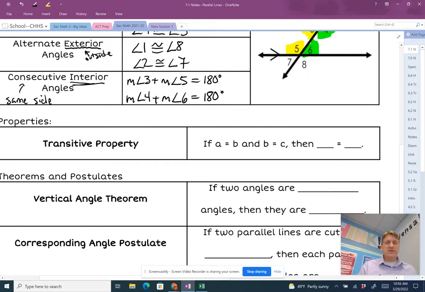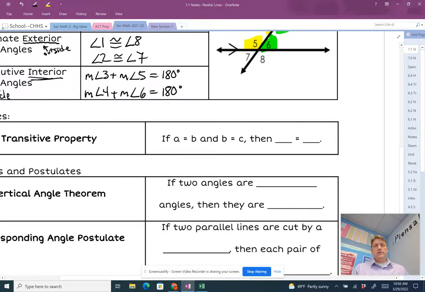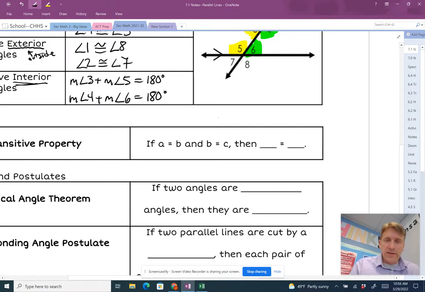Properties, the transitive property. If A equals B and B equals C, then one way that you could write this is if A equals B and B equals C, then A equals C.